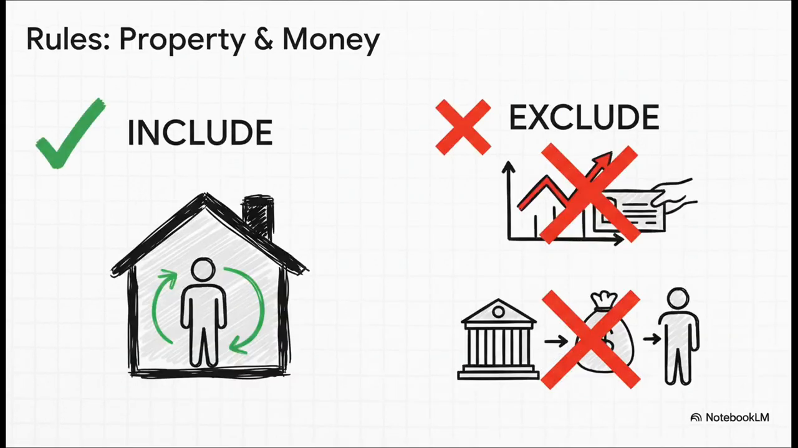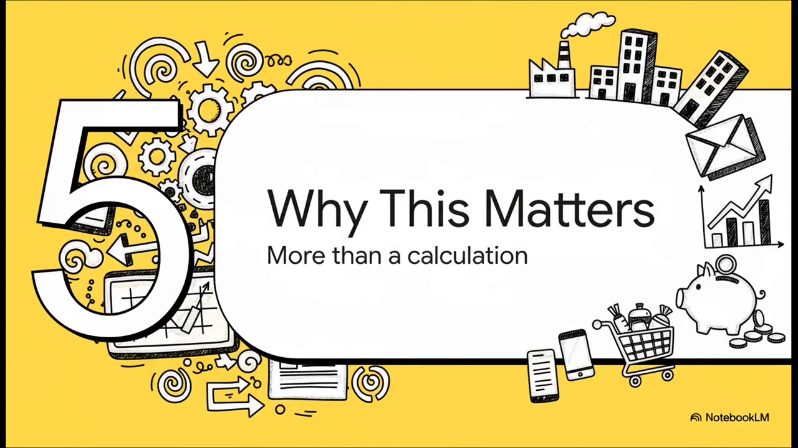The rules keep going for things like property and money. We include something kind of weird called imputed rent for people who own their houses. The logic is that homeowners are basically providing a housing service to themselves, and that service has value. But we exclude financial stuff like buying stocks. That's not creating new value, you're just transferring ownership of something that already exists. Same goes for government payments like Social Security. That's just money moving from the government to a person, not a payment for new production.